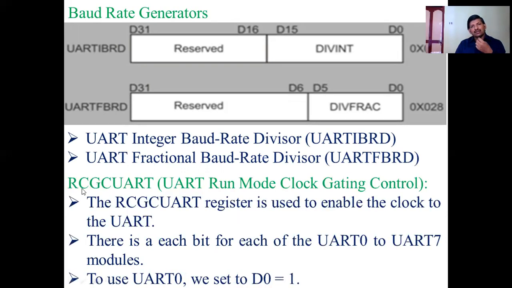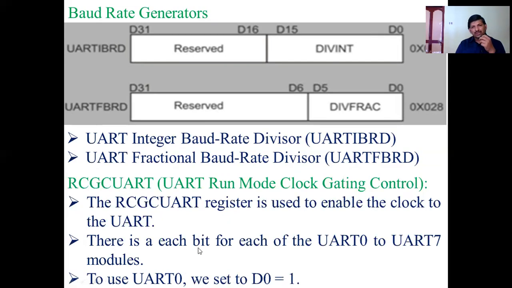Next, run mode clock gate control UART. This is the run mode clock gating control for the UART module. It is used to enable the clock to the UART. If you want to execute the instructions, we need to provide the clock signal. So if you want to enable the clock to the UART, we need to enable this register. We are using this register.